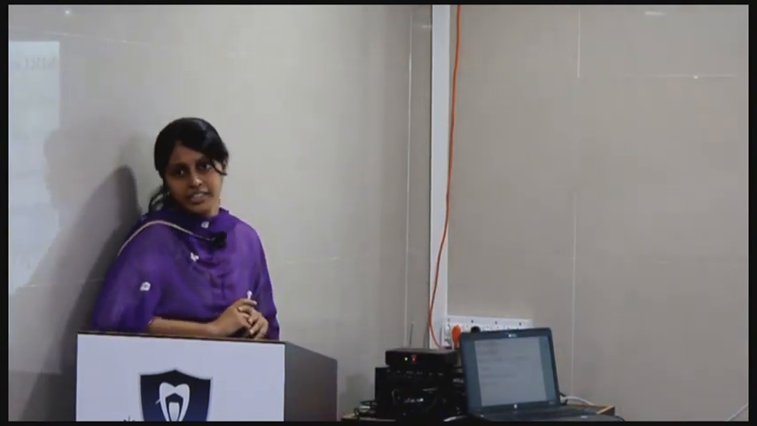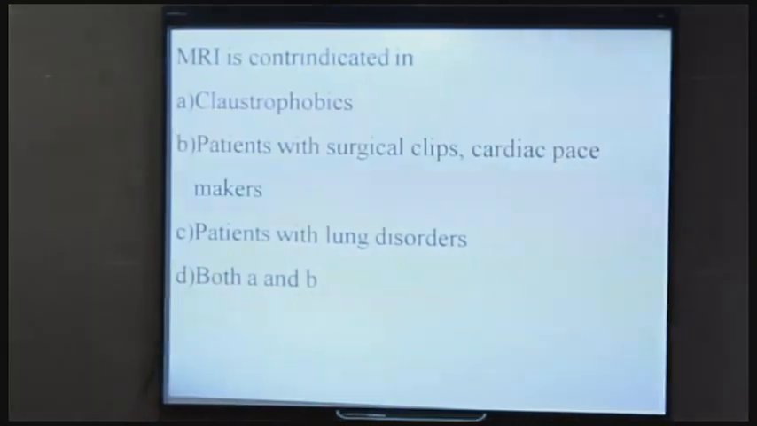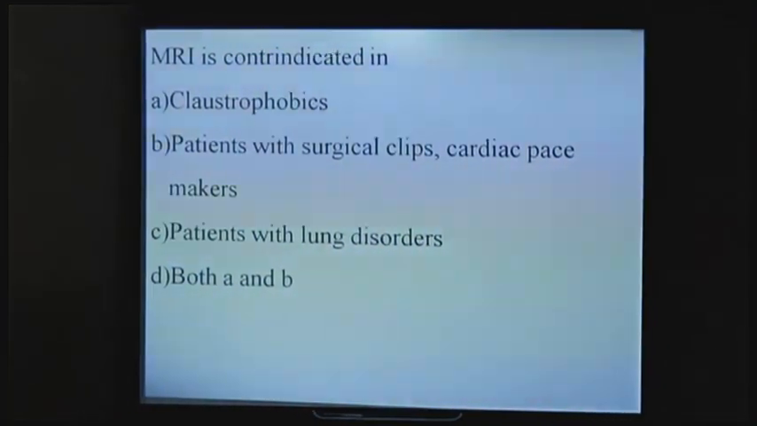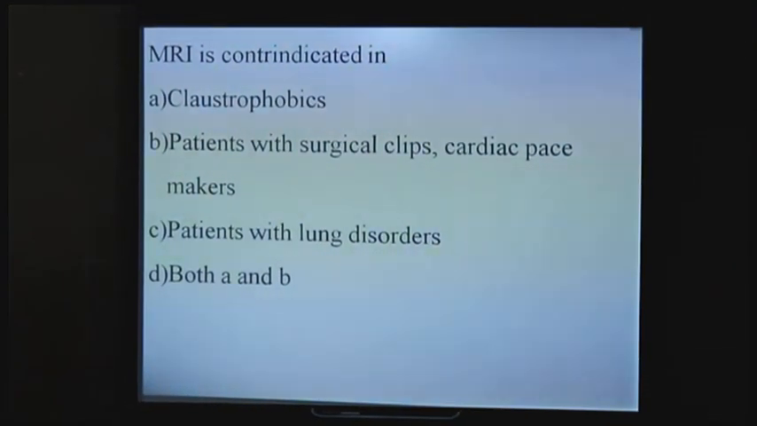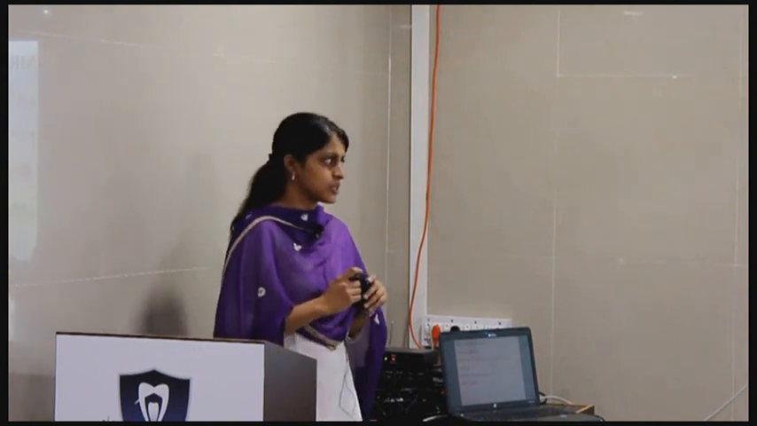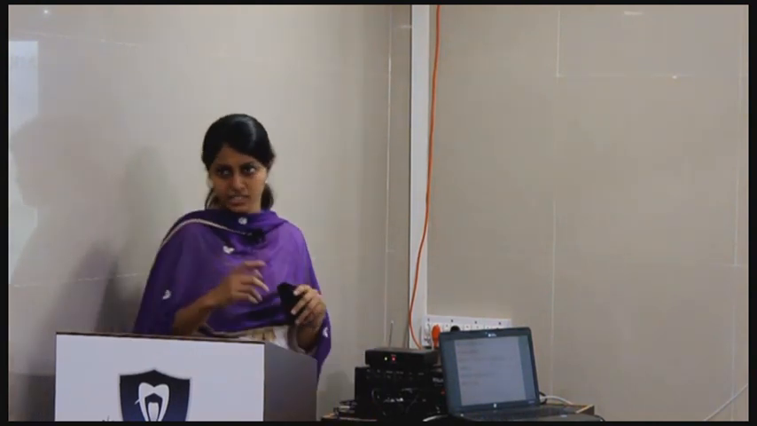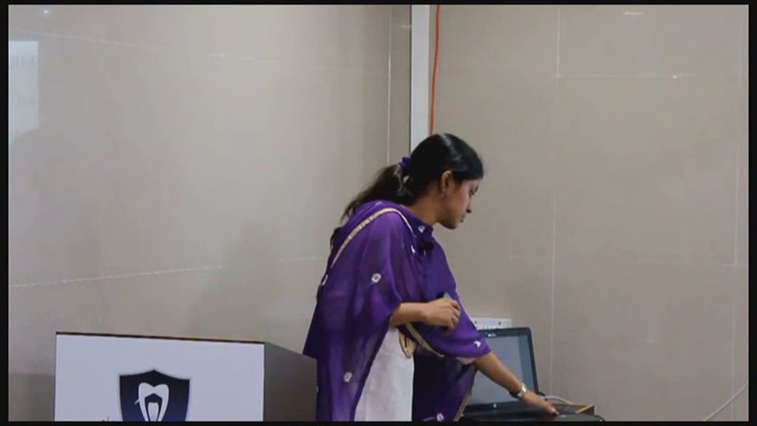MRI is indicated, of course, for soft tissue lesions. It is contraindicated in claustrophobics. What is claustrophobia? Yes, fear of closed space. It is also contraindicated in patients with surgical clips and cardiac pacemakers, again metallic stuff.